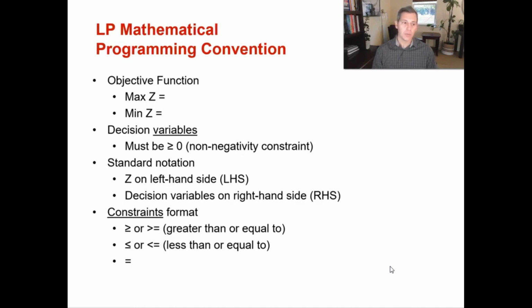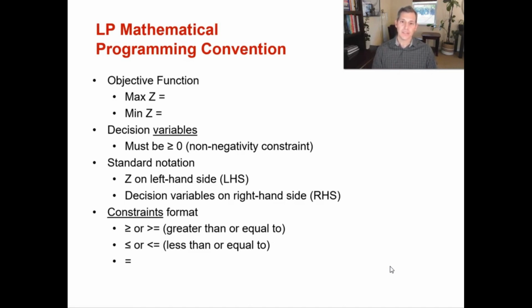Our decision variables must be greater than or equal to 0. You can't have anything negative as a decision variable, like we talked about on that last slide. Our standard notations, and we'll go over this more as we walk through the example in Microsoft Excel, but Z is on your left-hand side, and your decision variables are on your right-hand side of the equation.